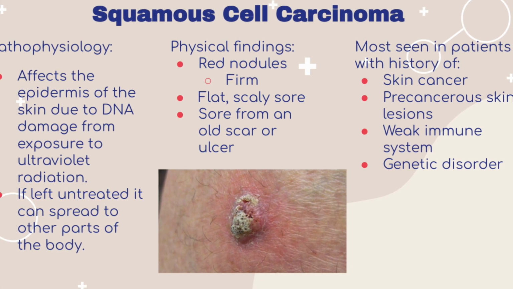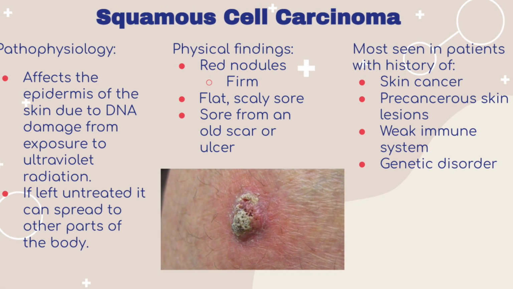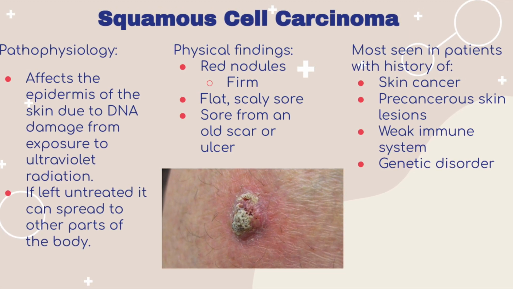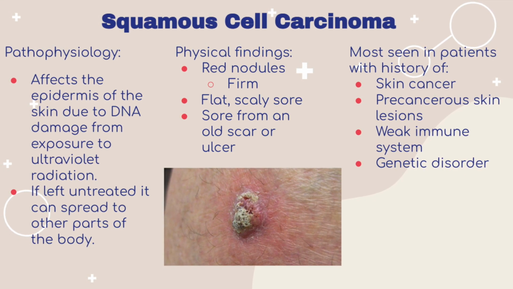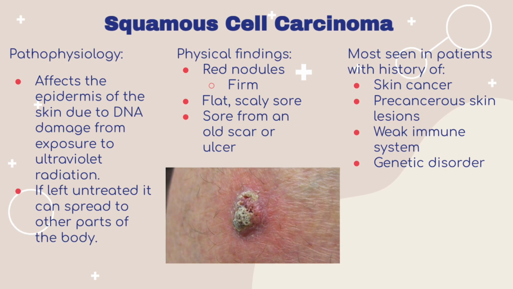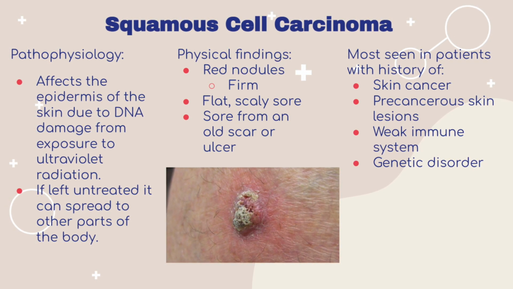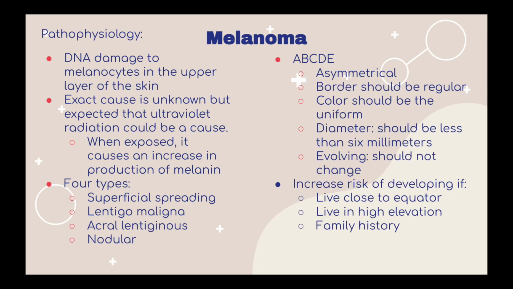Some physical findings are that it's normally red nodules that are firm. It could appear flat and scaly, or come from a sore, from an old scar or an ulcer. It's mostly seen in patients with a history of skin cancer, precancerous skin lesions, patients that have a weak immune system, or even a genetic disorder.